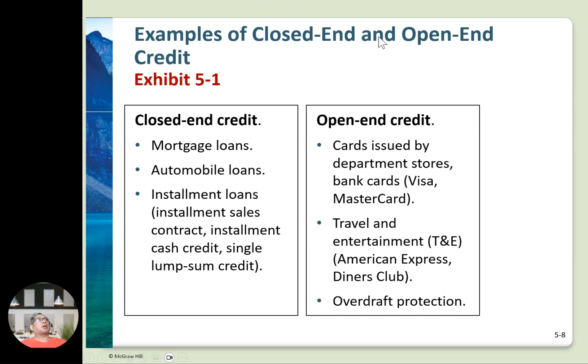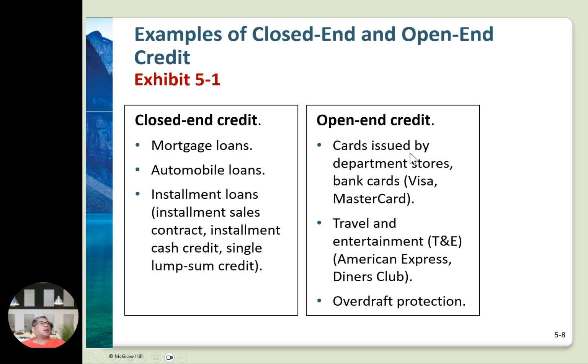Here is an example of closed-end and open-end credit. In Exhibit 5.1, closed-end credit is such as a mortgage loan. Let's say my mortgage here is 25 years. Automobile loans used to be about 4 to 5 years, and the minimum is usually 2 years. Installment loans, such as contract, cash credit, and single lump sum credit, are closed-end credit.